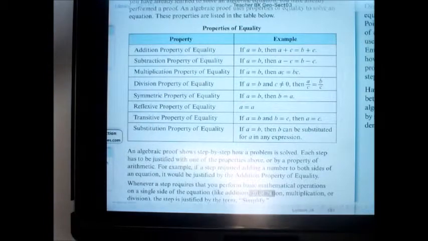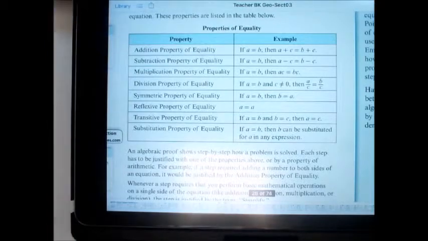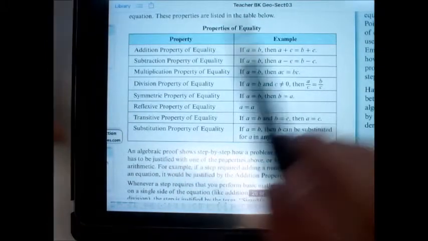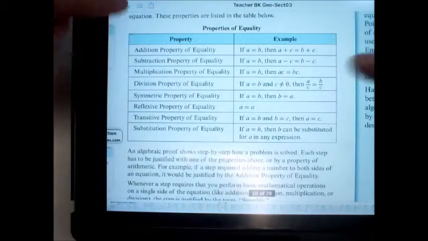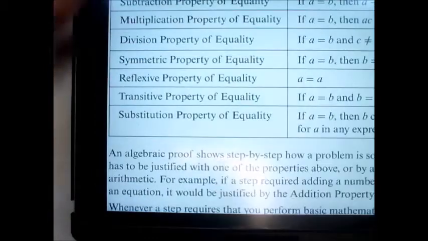I told you guys last year that we can use POE or PO. So you may remember addition PO, subtraction PO, multiplication PO, division PO. Okay, you can still use that POE. I don't mind. Just you have to know what it stands for. It's property of equality. Okay, moving down to the symmetric property of equality.